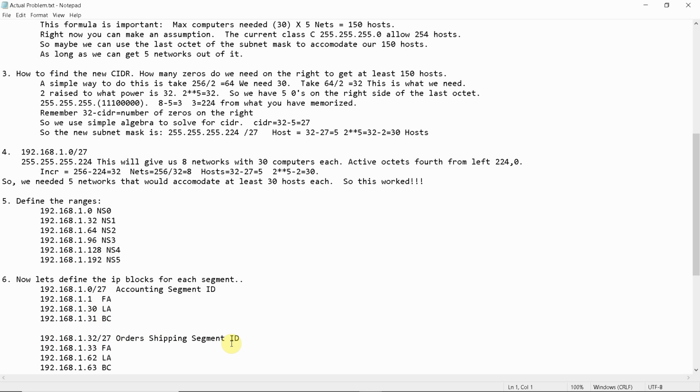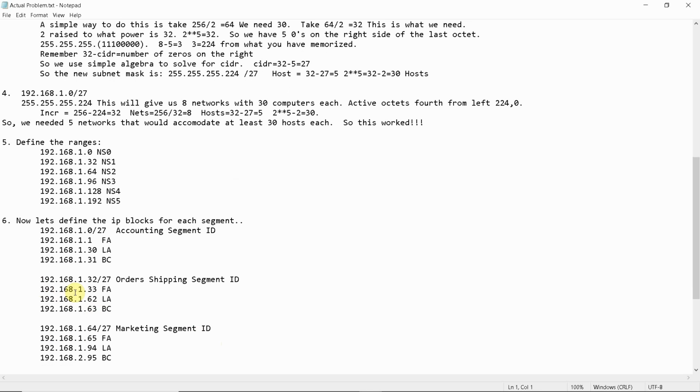This is the next one. Let's start this one. 33. We want to know the last address and the broadcast address. We simply go down here. That's the next one. Remember, 32, 64. 64 minus 1 is 63, minus 1 is 62. Broadcast, last address, first address.